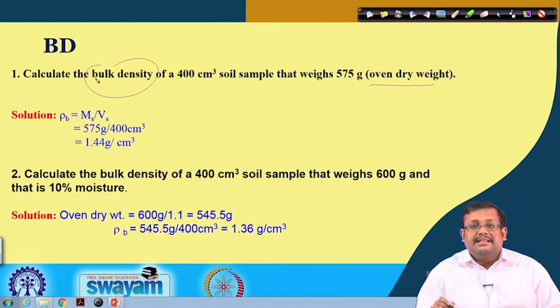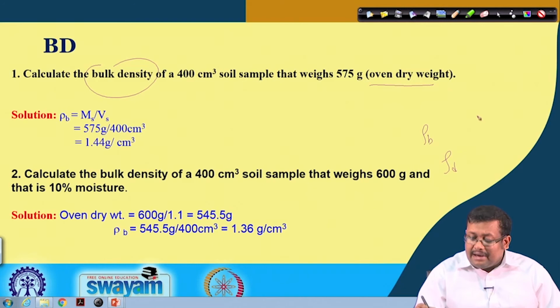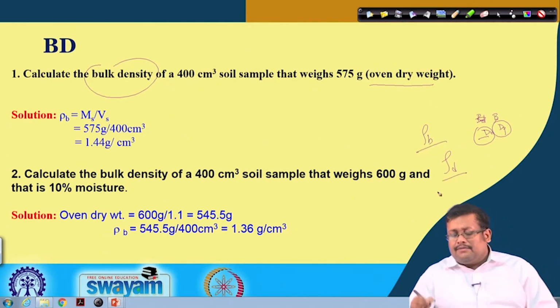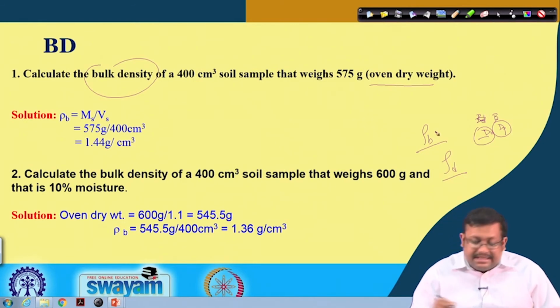Now, one thing I must clarify is that universally we generally denote bulk density as rho B and particle density as rho D. So far, up to this slide, we have been denoting bulk density by dB and particle density by dP, but from now on we will be using rho B and rho D for indicating the bulk density and particle density.